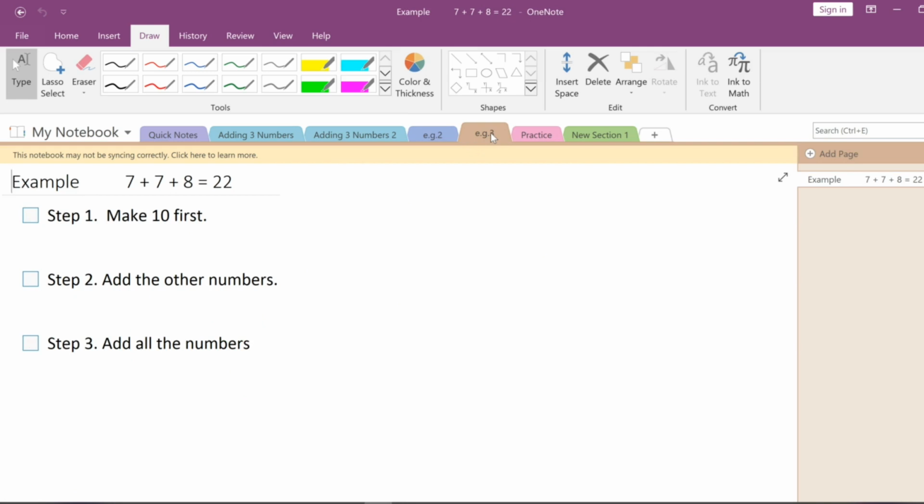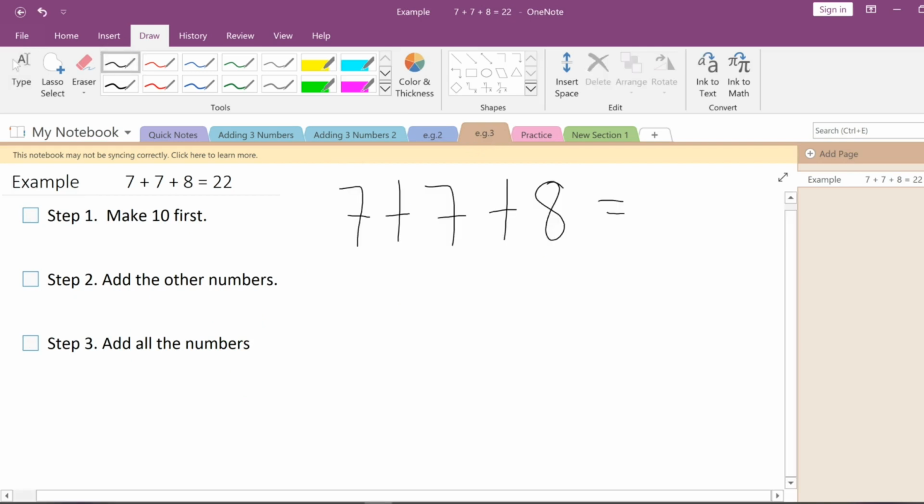7 plus 7 plus 8, which is equal to 22. We cannot find any number here that would make 10. So let's make one. I'll choose 8. So I can write down 8 plus what number is equal to 10? How many more do I need to make 10? I already have 8. I think I need 2 more to make 10. So 8 plus 2 equals 10.